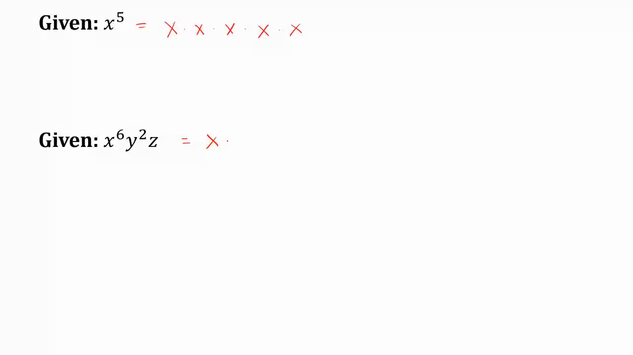Okay, so what if you were trying to do the prime factorization of x to the 5th? Well, I would write this out as x times x times x times x times x. That's what x to the 5th means. What if we were doing x to the 6th times y squared times z? That would be x times x times x times x times x times x, times y times y, times z. That's what it means. I'm breaking it apart into its smallest pieces.